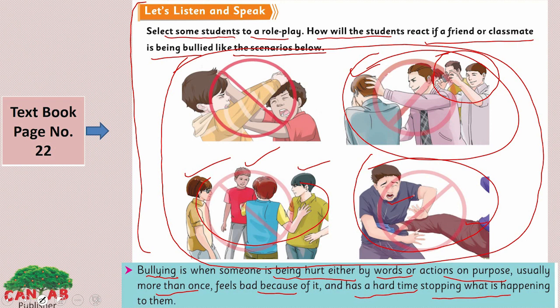You have to act out a role play in which you include your friends and your classmates. You need to ask them what they will do. What will be their reaction if their friend or classmate is being bullied like this? Dear student, you can act this role play with your friends, cousins, neighbors, with everyone. It's up to you how you will act.